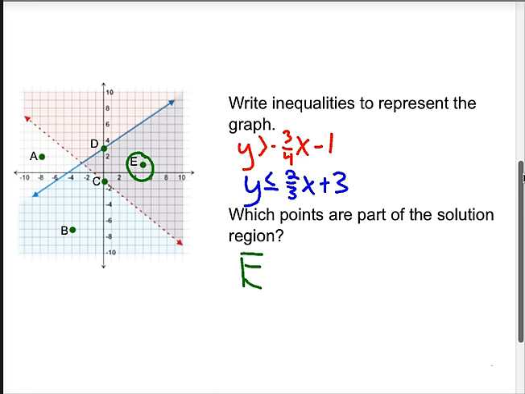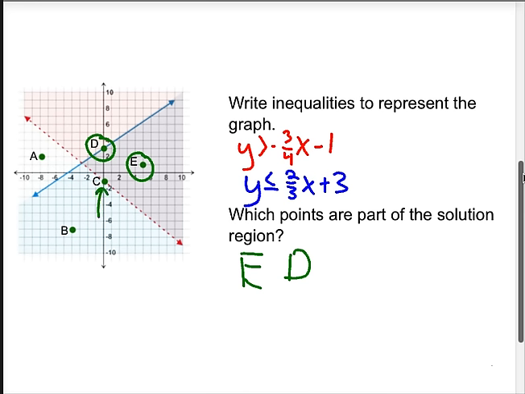Now, something else we have to consider. What about the points on the boundaries of the double shaded region? D is a point that's on that line, it's on the boundary, and because it's a solid line, it means the boundary is part of the solution. So D actually is.